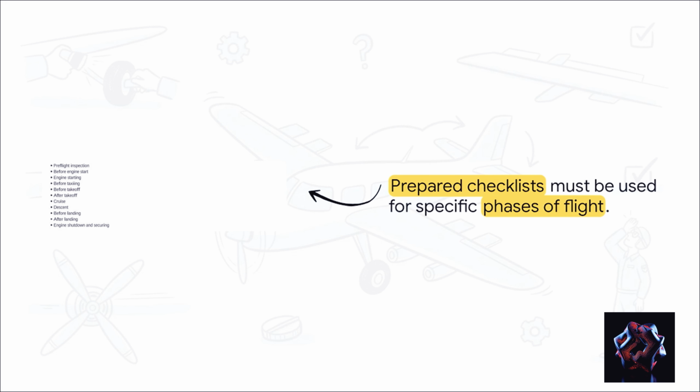And that pre-flight inspection, it's really just the very first item on a massive list of flight phases that all demand their own dedicated checklist. You've got them for before engine start, for taxiing, taking off, cruise, descent, landing, the whole shebang. The discipline of aviation doesn't start when you fire up the engine. It starts with that walk-around, and it doesn't end until the engine is completely shut down and secured.